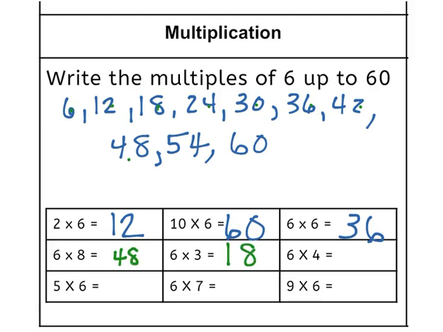18. If you're doing something where you're multiplying by the same number a lot, write the multiples down and it'll help you. 6 times 4. 1, 2, 3, 4 is 24. 5 times 6. 1, 2, 3, 4, 5 is 30. 6 times 7 is 42. 1, 2, 3, 4, 5, 6, 7. And 9 times 6. 1, 2, 3, 4, 5, 6, 7, 8, and 9. 54.